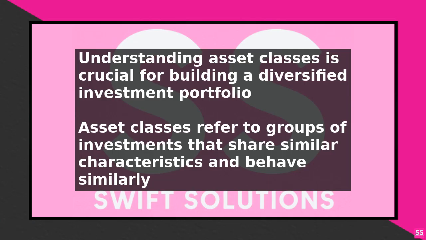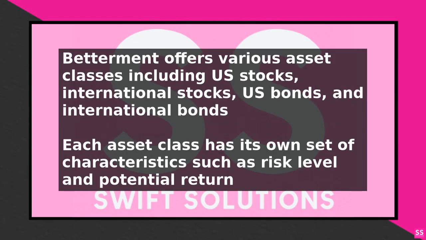The first step is to identify the asset classes offered by Betterment, which include U.S. stocks, international stocks, U.S. bonds, and international bonds. Each of these classes has its own set of characteristics, such as risk level, potential return, and correlation with other asset classes. Next, compare these asset classes with alternatives, such as real estate, commodities, and cryptocurrencies.